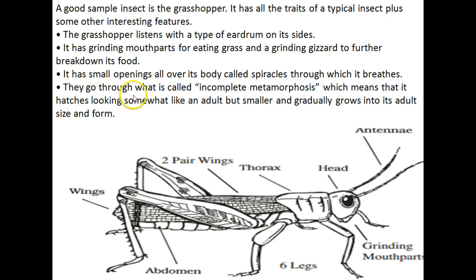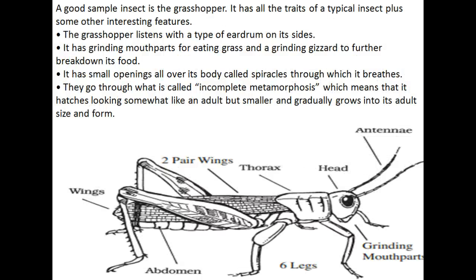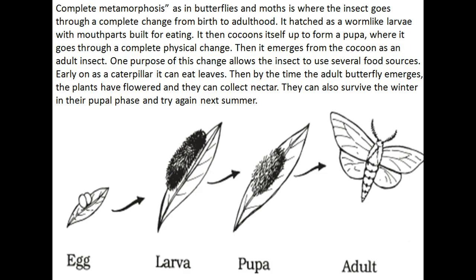They go through what is called incomplete metamorphosis, which means that it hatches looking somewhat like an adult, but smaller, and gradually grows into its adult size and form. It's different from a complete metamorphosis, as in butterflies and moths. So this one goes through incomplete metamorphosis. It hatches looking more like an adult, and complete metamorphosis would be like a butterfly and a moth, where the insect starts as an egg, then it becomes larva, then it becomes pupa, and then it grows into adulthood.